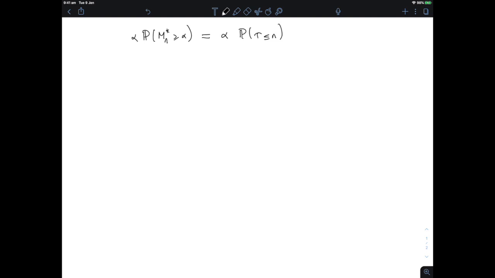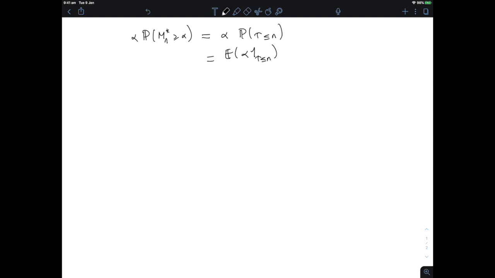So this is just a way of rewriting, using a stopping time, this condition mn star greater or equal to alpha. Now, my stopping time being smaller or equal to n, I can rewrite that in terms of expectation. I can use the linearity of the expectation, and this is just another expression for the exact same thing.